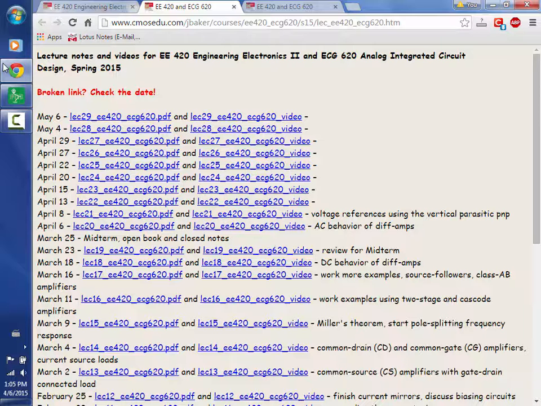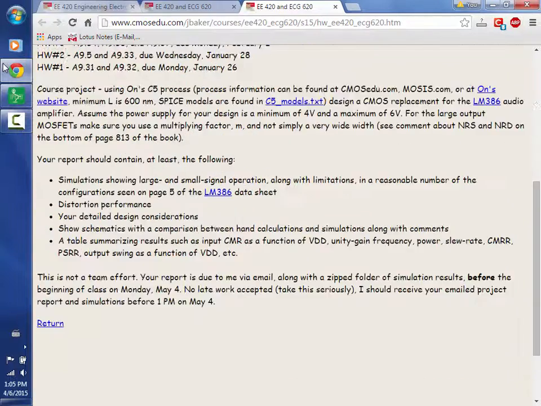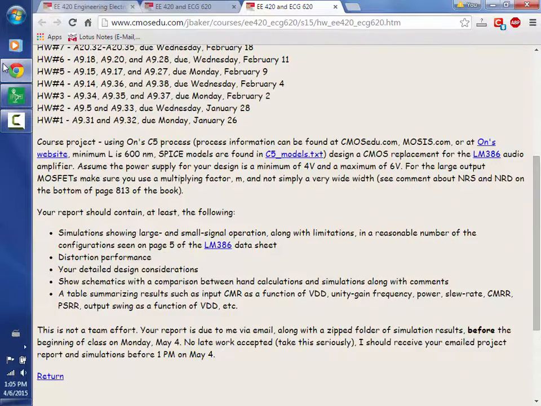Talk about op amps and spend the rest of the semester talking about op amps, which is what you need to learn how to design to do the projects. Okay. The projects are right here if you didn't see them.